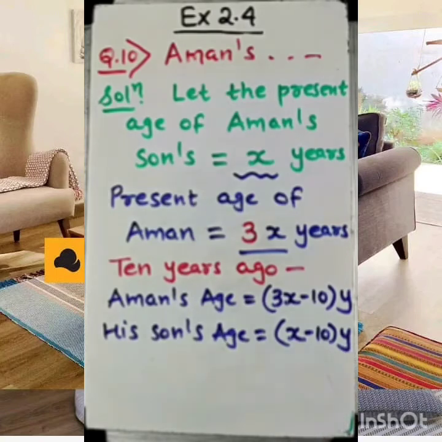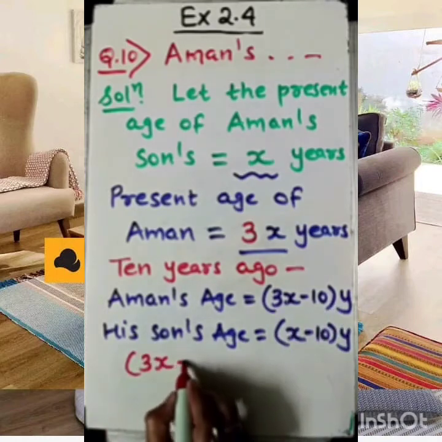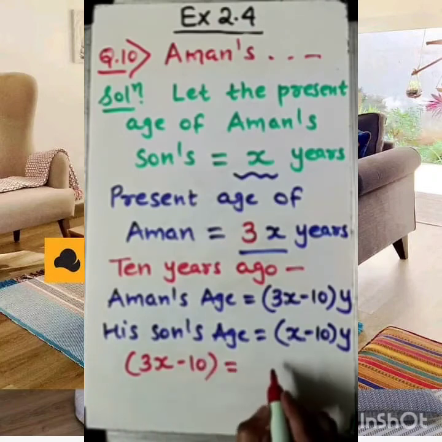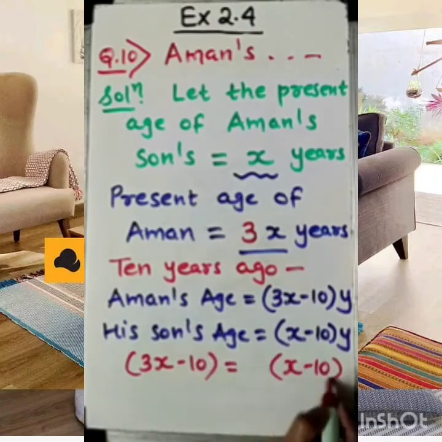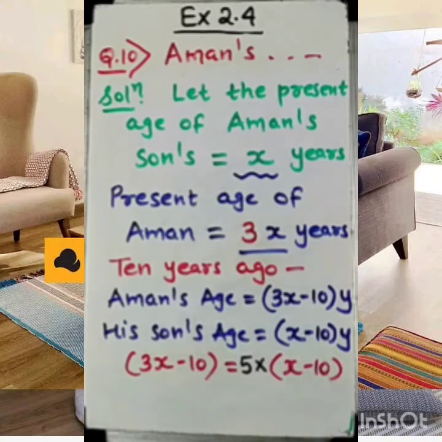Okay. Now let's form an equation. He was 5 times his son's age. He was means whom they are talking about? He was means Aman. Aman is 3x minus 10. That will be 5 times his son's age. Here it is given 5 times, so it is 5 into his son's age. Therefore, the multiplication sign is compulsory to mention.